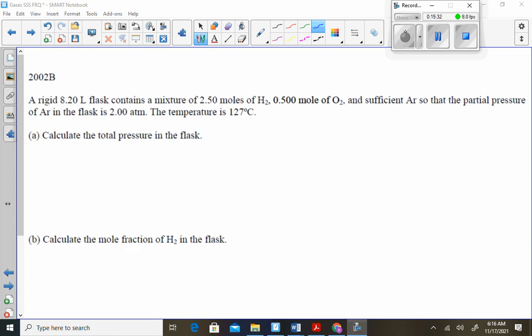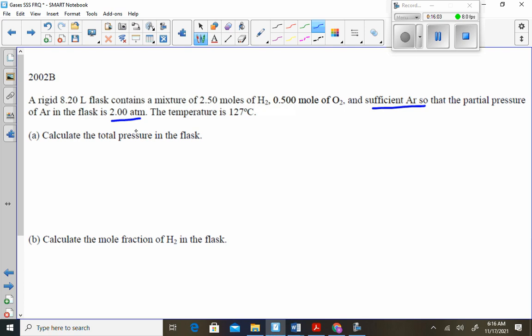Okay, now we're on 2002, and we have a rigid, aka the volume's not changing, 8.2 liter flask, which contains 2.5 moles of hydrogen, half a mole of oxygen, and some argon, but they don't give us how many moles. And they tell us the partial pressure of argon is 2 atmospheres, and the temperature is 127 degrees Celsius.